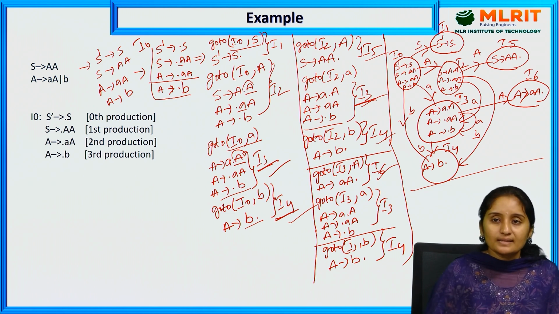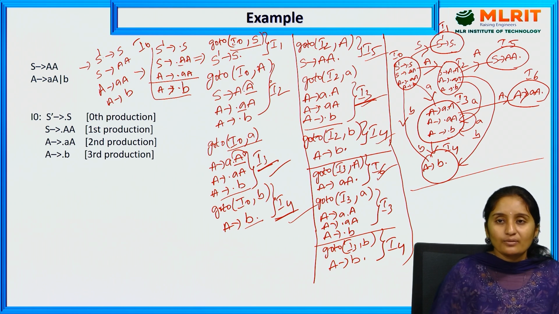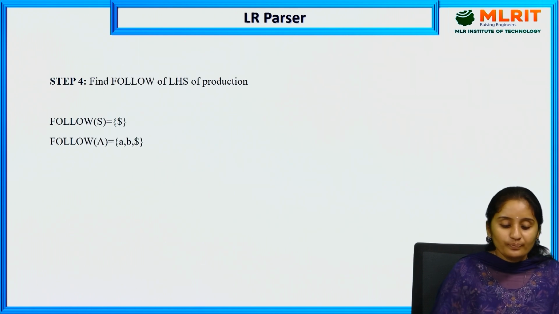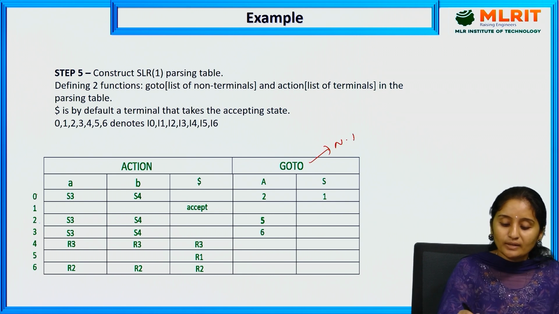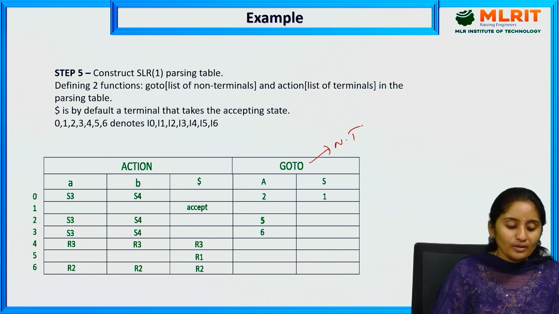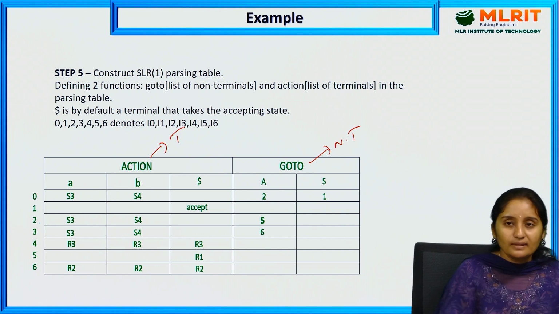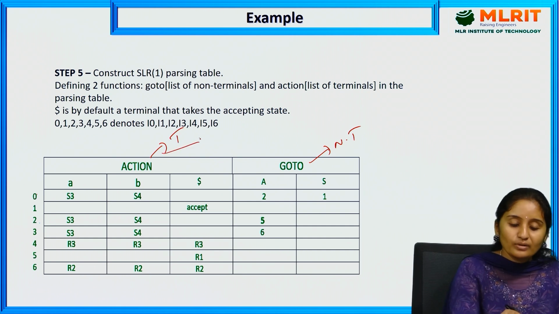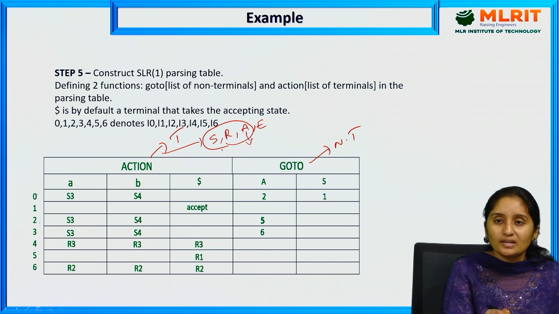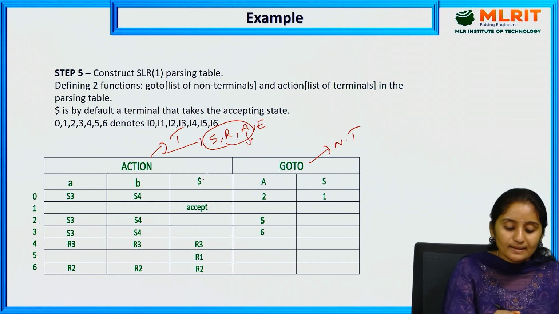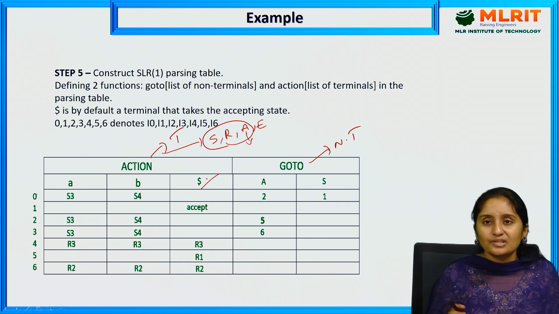To construct an SLR parsing table, there are two functions: action and go to. In the go to, we are going to write the non-terminals. In the action, we are going to write the terminals. Action consists of 4 types of actions: shift, reduce, accept and error. Here we are going to use 3: shift, reduce and accept. For the start symbol, in the state where it is reaching, we are going to write accept for the dollar. It indicates that it reaches the final state.